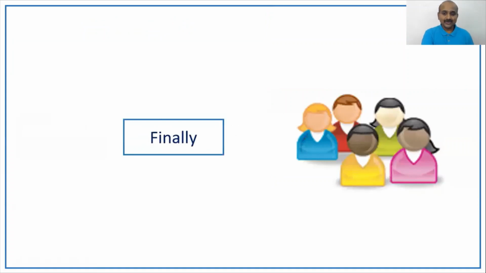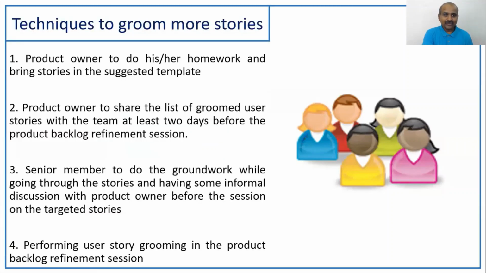So finally, friends, so far we have discussed about don'ts. What are the anti-patterns? Now, finally, there is a big problem on the ground. The problem is we are not able to groom many stories in product backlog grooming session, right? For example, let's have a 3-hour session. In a 3-hour session, only 2 stories are getting groomed. I've seen that situation. Some people asked my support.